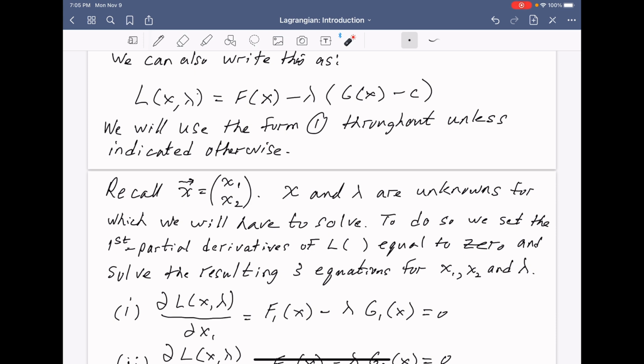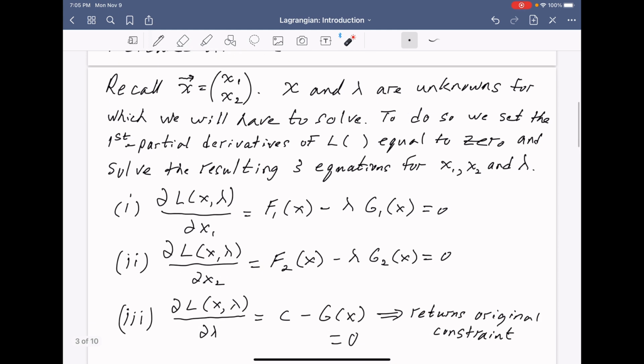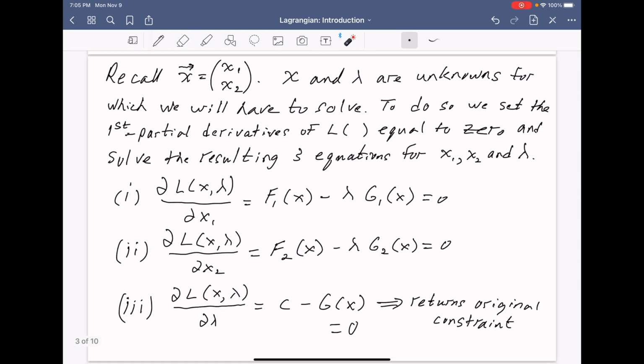X and lambda are unknowns, so we have three unknowns that we have to solve for: x1, x2, and this lambda. To do so, we set the first partial derivatives of the Lagrangian function equal to 0 and solve the resulting equations for x1, x2, and lambda. And here's how that looks. So this is the partial derivative of the Lagrangian with respect to x1: the partial of the objective function with respect to x1 minus lambda times the partial of the constraint function with respect to x1.